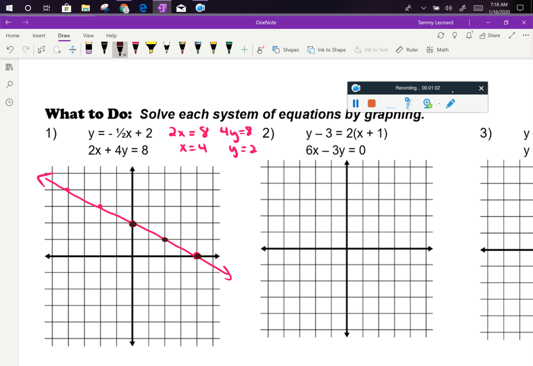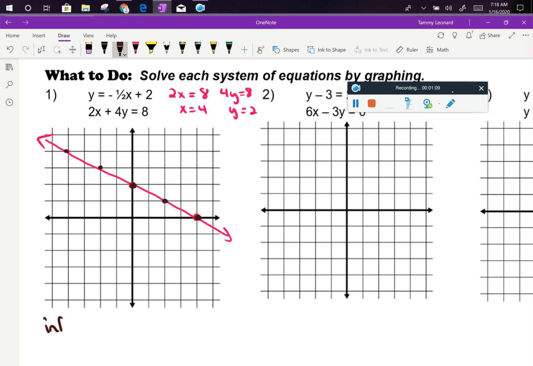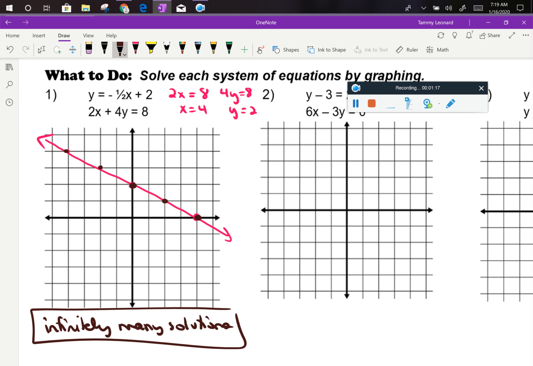And as I start graphing this, I'm like, wait, this is the line I already graphed. So this is a situation of infinitely many solutions. Every single point on the first line is also on the second line. They share all of those points, so there are infinitely many points in common.